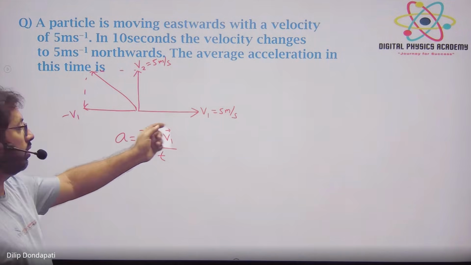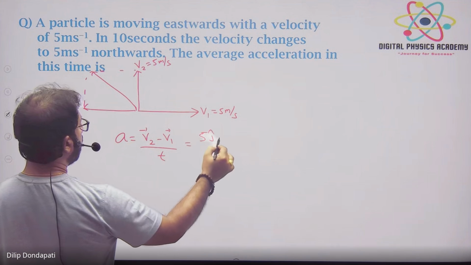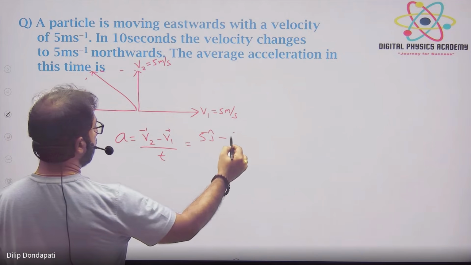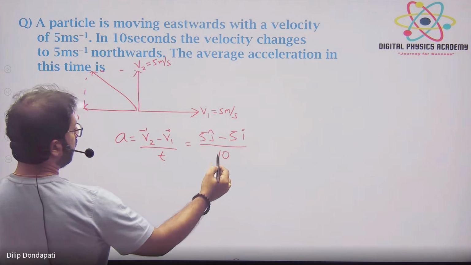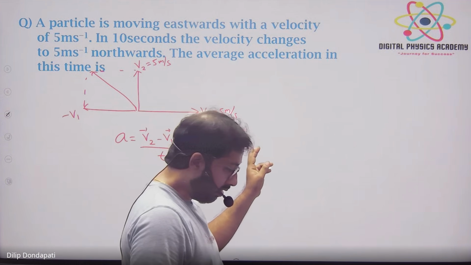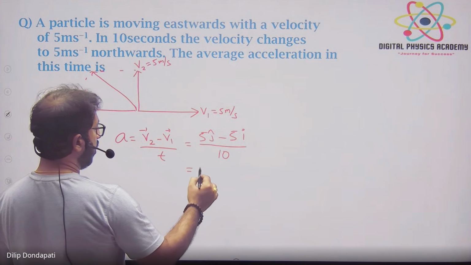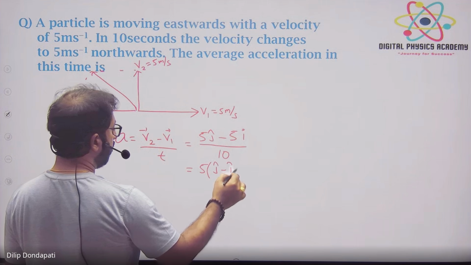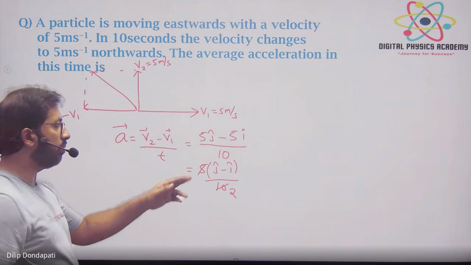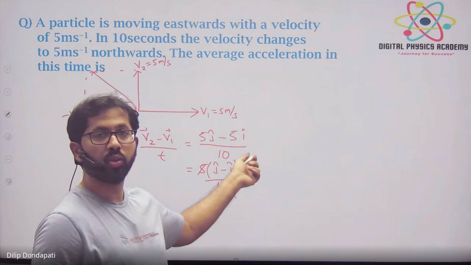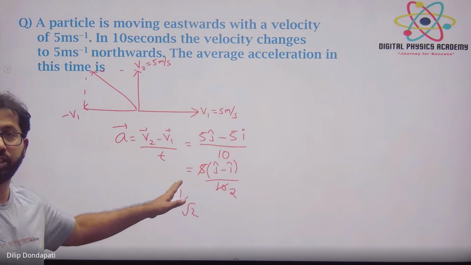So either you can use i cap j cap terms. V2 vector is, देखो, 5 j cap minus v1 vector is 5 i cap, by t is 10 seconds. Okay, but here it is we wrote right i cap बोल के. So कितना होगा? 5 कॉमन है तो j cap minus i cap by 10. So 5/2. If you write in terms of magnitude, this is vector, right? Magnitude term को under root of a square plus b square. So √2/2 which is 1/√2 is answer. आया? This is in vectors में already.